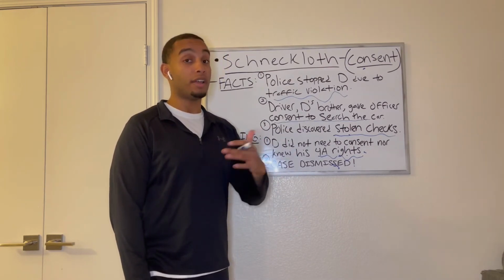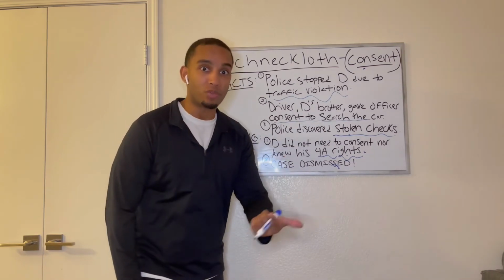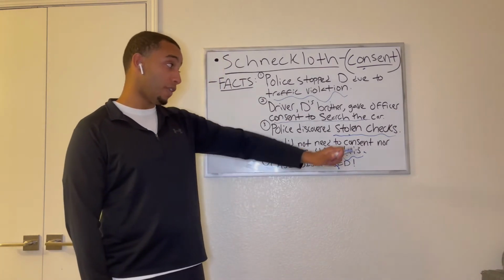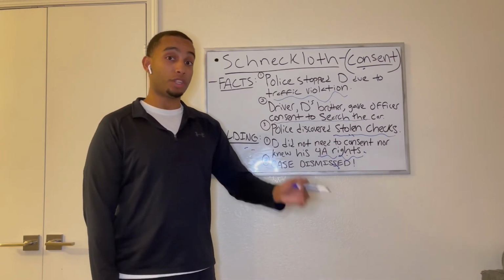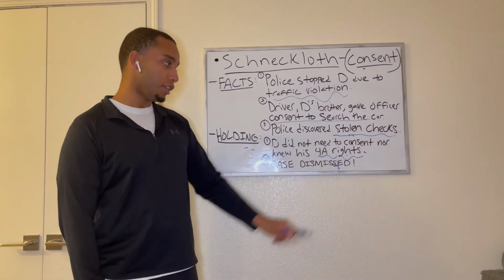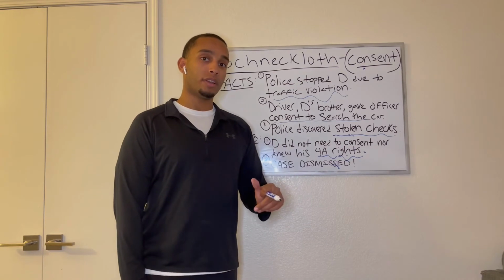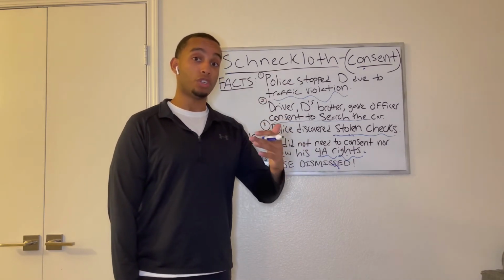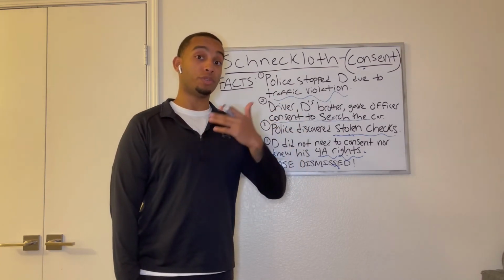But because this person did not know that A, he could say no, and also B, he didn't even know about his rights, that's a big reason why the cop found the stolen checks and was able to search his car. And that was a big reason why when it finally went to trial, the Supreme Court, SCOTUS, dismissed the case based off these reasons. So let's get into one more case, and it should be pretty straightforward and understandable about what you should and should not do when a cop comes to your car or simply comes up to you face to face in person.